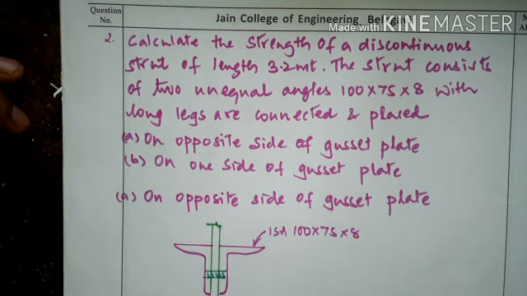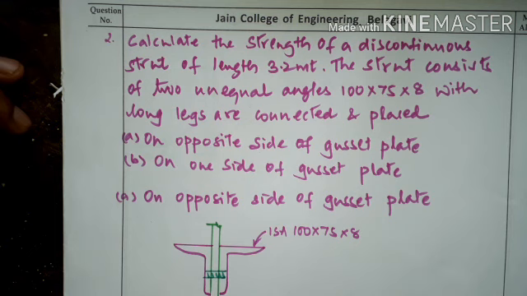the difference in the behavior of the single angle strut, and also we had discussed the behavior of the double angle strut according to the clauses of IS 800 2007, and we had solved one problem over a single angle strut loaded through one leg, that is eccentrically loaded, not concentric.